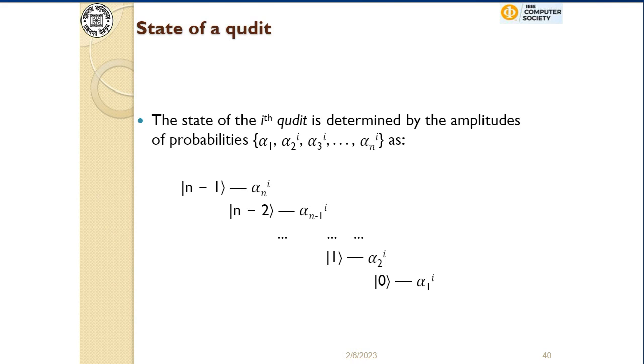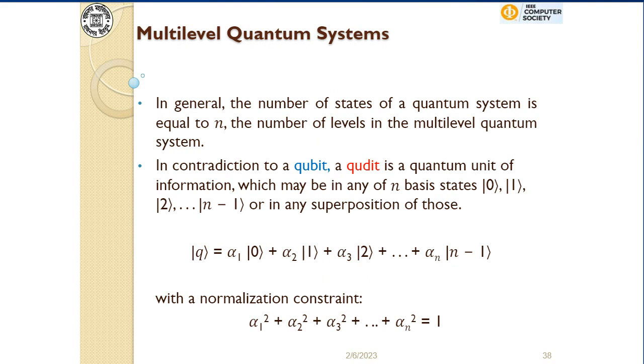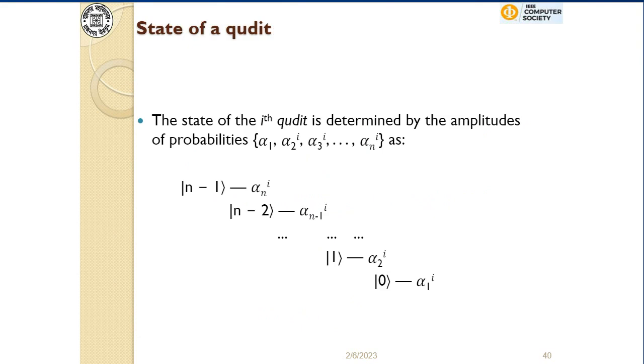So now the state of a particular ith qubit, obviously, if you just go back, alpha 1 is actually the complex probability amplitude of this ket 0, alpha 2 for ket 1, alpha 3 for ket 2 in this way. So alpha n is for ket n minus 1. You see, alpha n is actually going to be the deciding factor of this ket n minus 1. Similarly for others, and then alpha 1 for 0, alpha 2 for 1, etc.